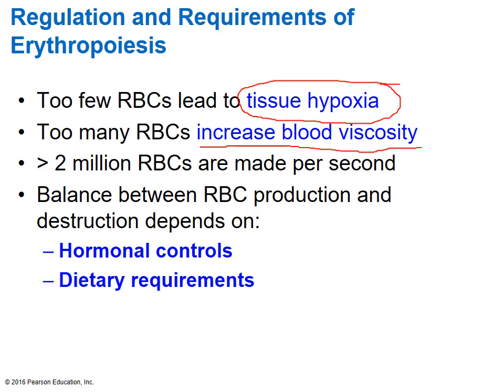Now, if you look at the numbers, your body makes around 2 million red blood cells per second. So you have a huge quantity of red blood cells floating around, and your body has a very important task of regulating these high quantities of cells. Mostly, it will rely on hormonal controls, so we're thinking about our EPO, or erythropoietin, and it will also rely on certain dietary requirements to make sure that its erythropoiesis process can be done successfully.